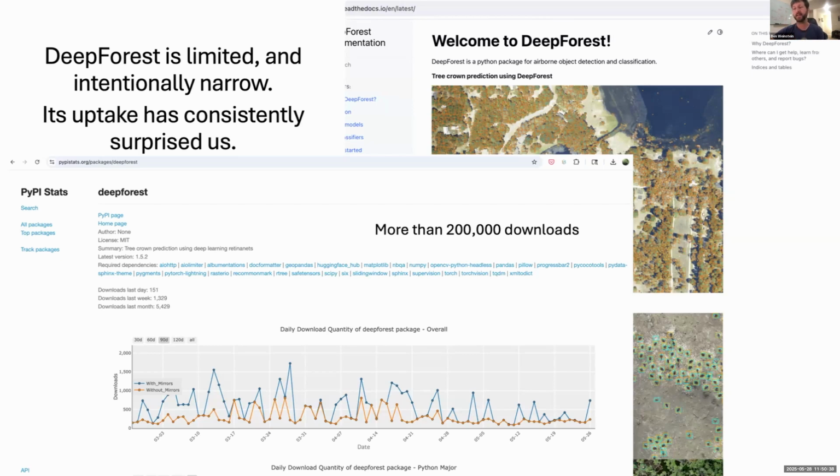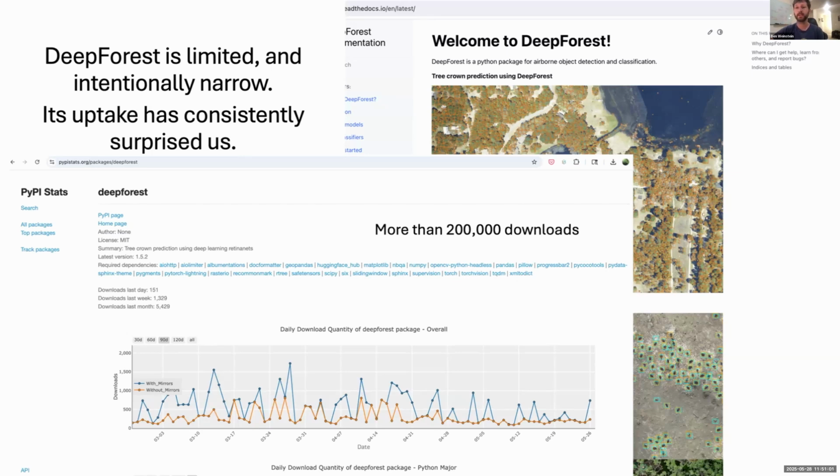So we're at 5,000 downloads a month, nearly over 200,000 downloads now. And we try our best to understand which are bots and which are real people. But it seems to have consistent usage for both the tree and bird and livestock models. And so if there are Deep Forest users in the room here, and I recognize a couple people, please let us know how we can make it better.